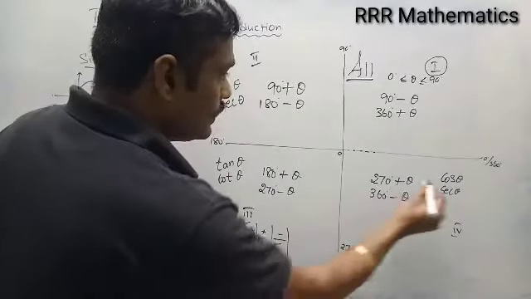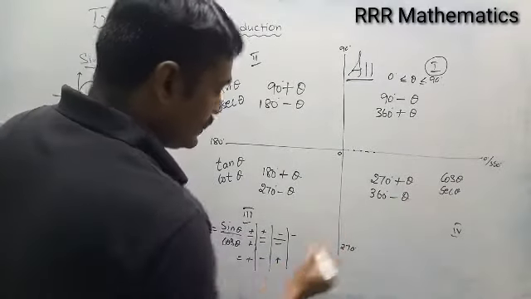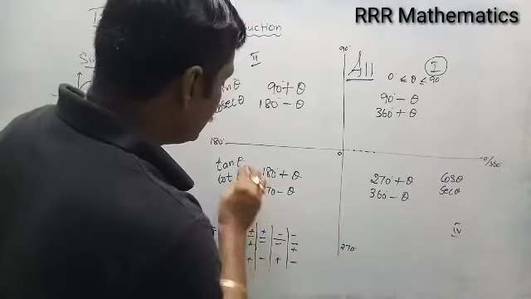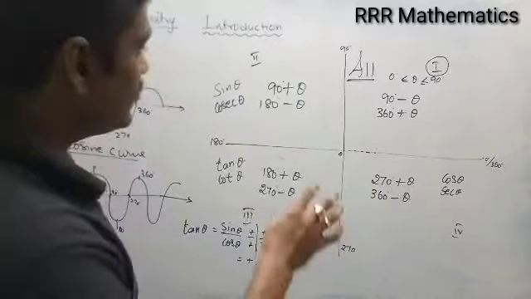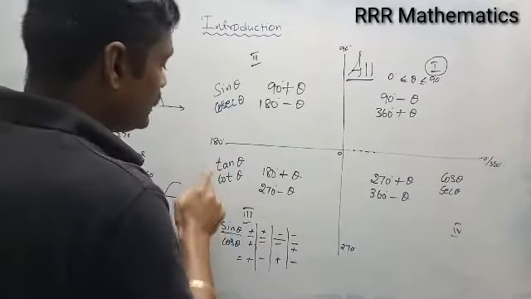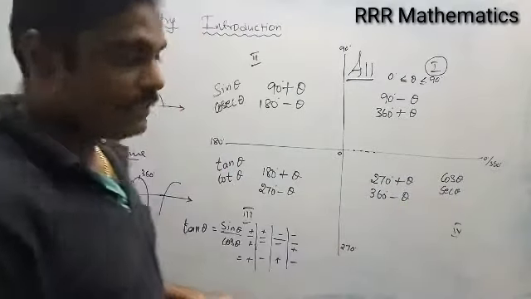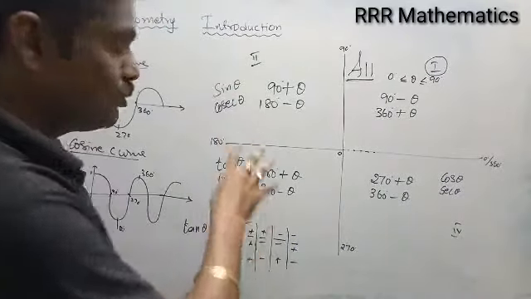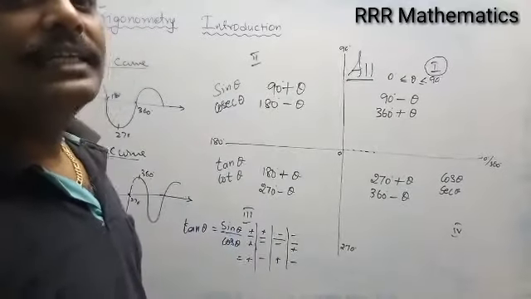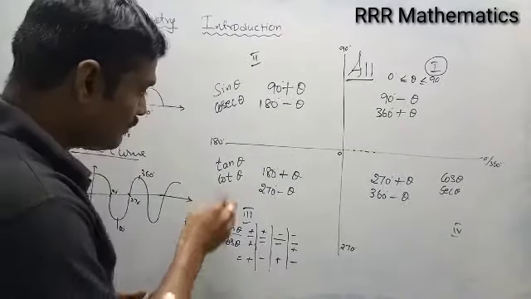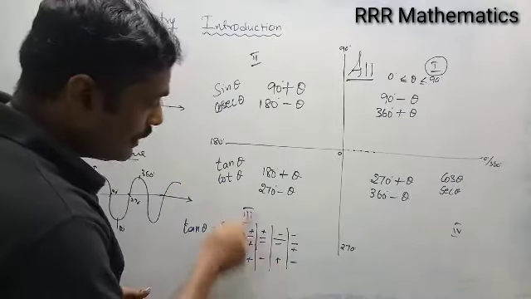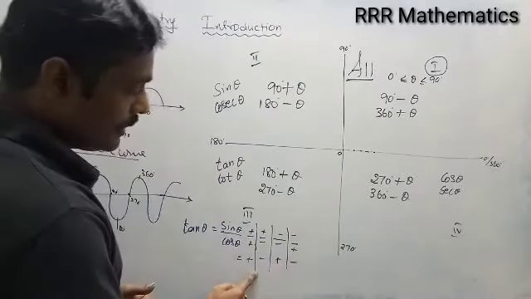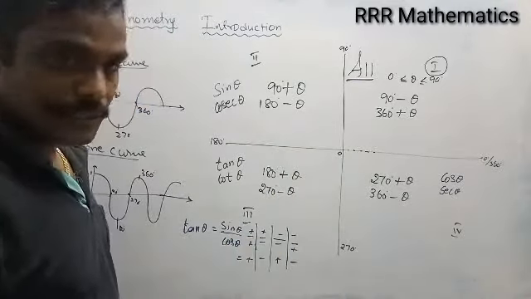And in the fourth quadrant, sine theta is negative, but cos theta is positive. Negative by positive gives negative. Therefore, in the fourth quadrant, tan theta is negative. So here I mention sine, cosecant, tan, cot, cos, secant, which are positive in their respective quadrants. Other than these two, the remaining four trigonometric functions are negative. This is the reason why tan theta is positive in the third quadrant and negative in the second and fourth quadrant. Even in the first quadrant it is positive.